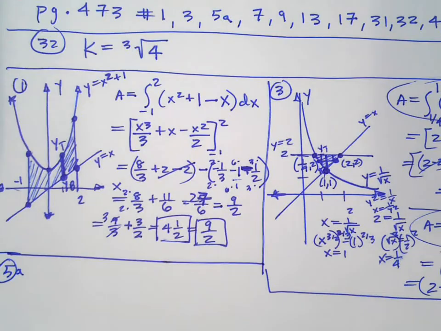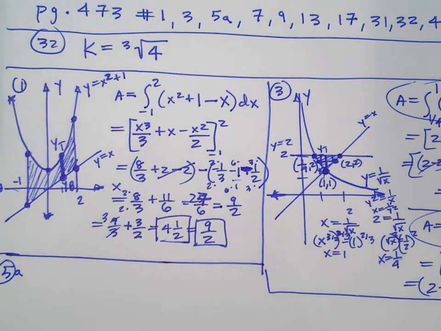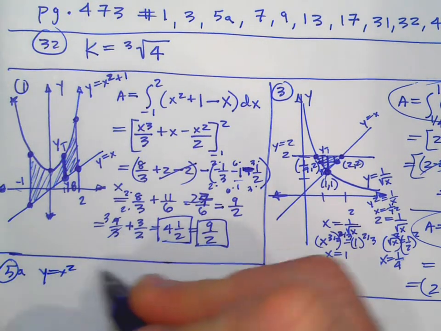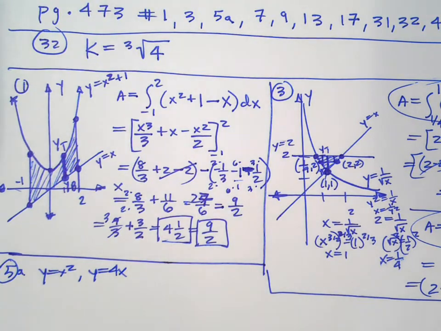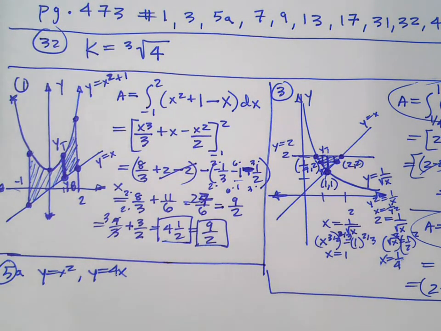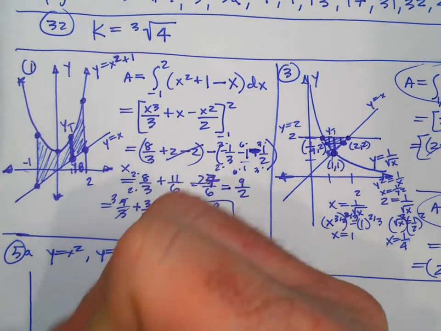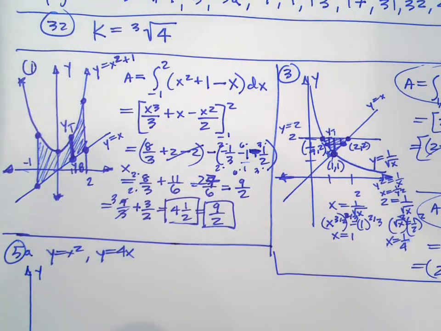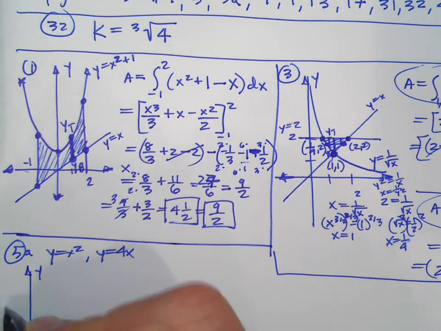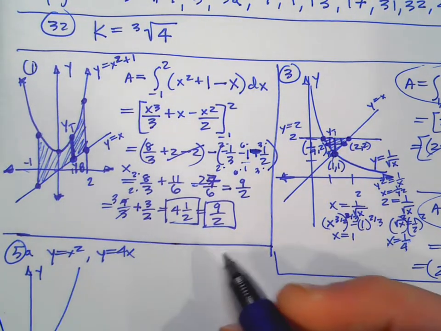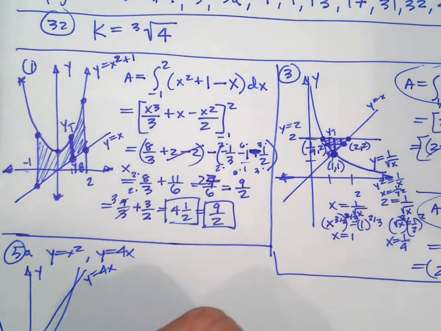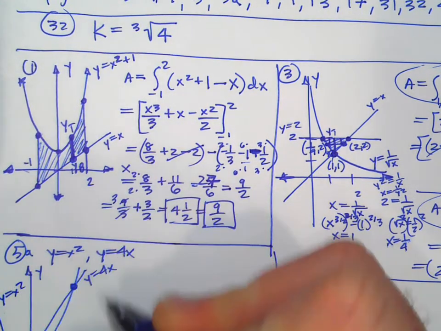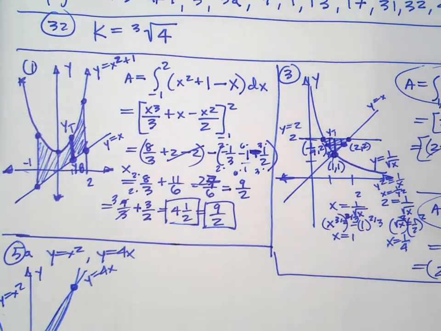Okay, 5a says find the area of the region enclosed by the curves y equals x squared and y equals 4x by integrating part A with respect to x. And then that's all I had to do. I would draw a picture. And so we have a parabola and you have a line, y equals 4x, that goes to the origin. And I think this is the area we're trying to find. So we've got to find the intersections.